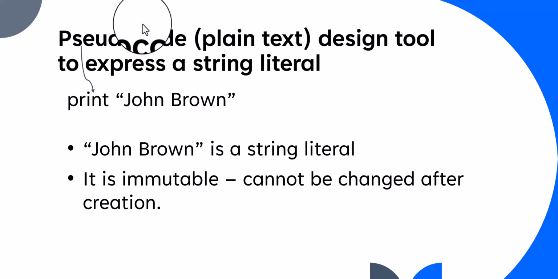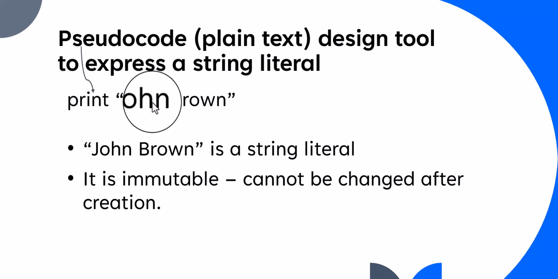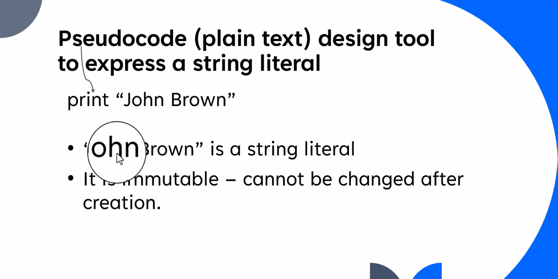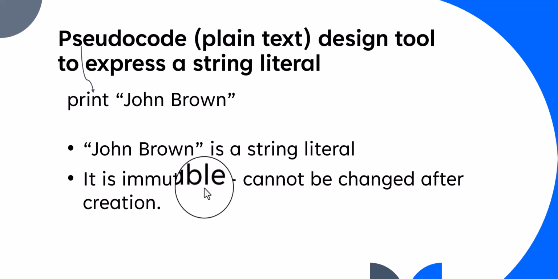So looking at the pseudocode, or the plain text design tool, to express a string literal, all you would have to do is say print and then double quote John Brown double quote, or single quote. Either one of those would work. So the John Brown is a string literal. It is immutable, cannot be changed after creation.